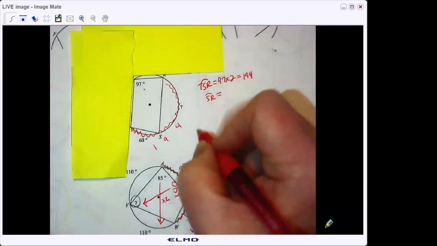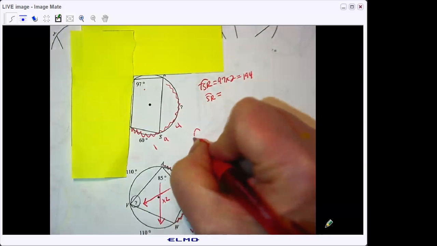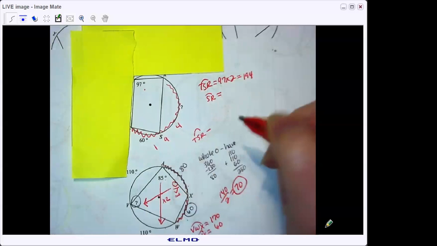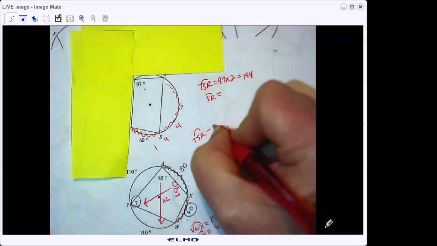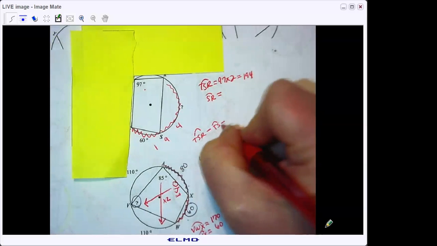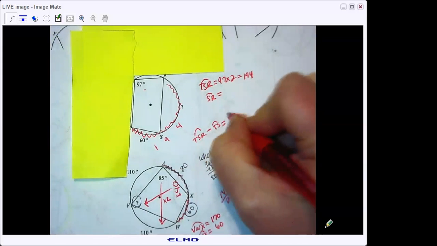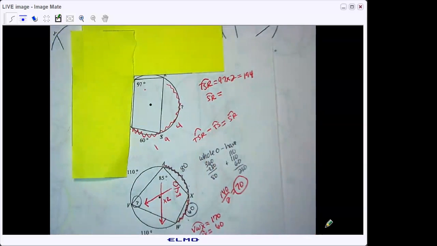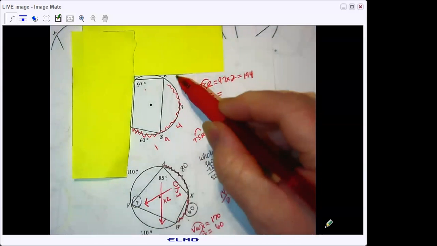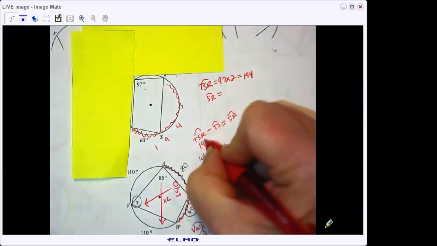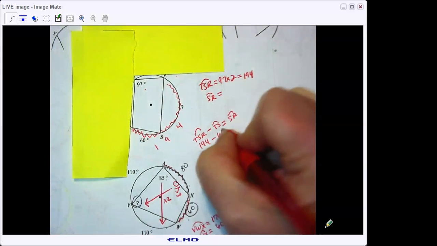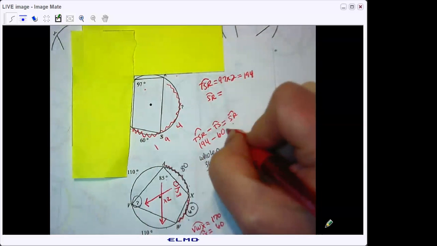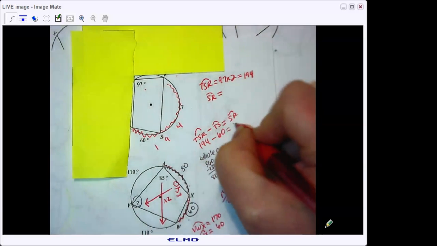We're literally going to take arc TSR and subtract off arc TS, and that's going to give us the arc SR. So I'm going to take the 194 and subtract off the TS to get the SR, which is going to be 134.